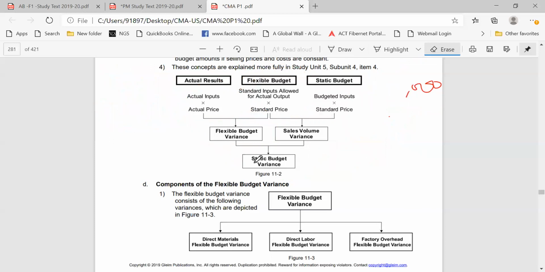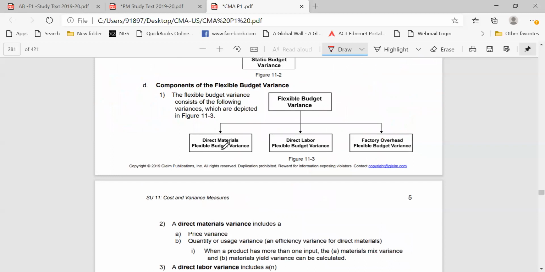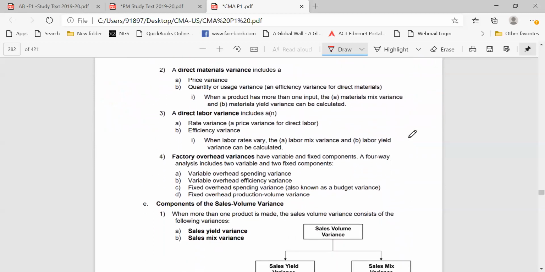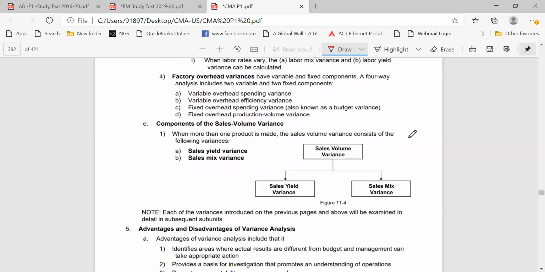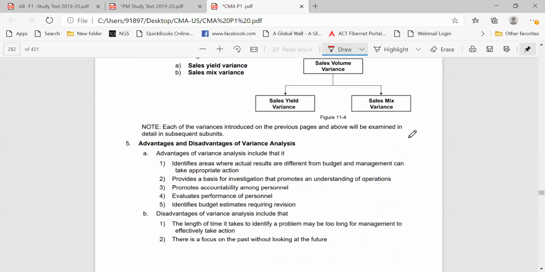All right. Now, let us proceed. Now, components of flexible budget. What will be coming under here is direct materials flexible budget, direct labor flexible budget, and factory overhead flexible budget. One by one, we will be seeing them. Then there is sales volume variance, which includes sales yield variance and sales mix variance. That also we'll be seeing later in the chapter.